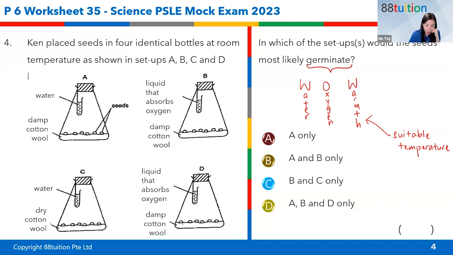You need water, you need oxygen, you need warmth. That's why the answer here is A. All right. So you should be able to see this dry condition here gives a problem. There is no oxygen because something is taking away oxygen for these two setups. So another problem arises in 2 of them. So the only best choice will be A.